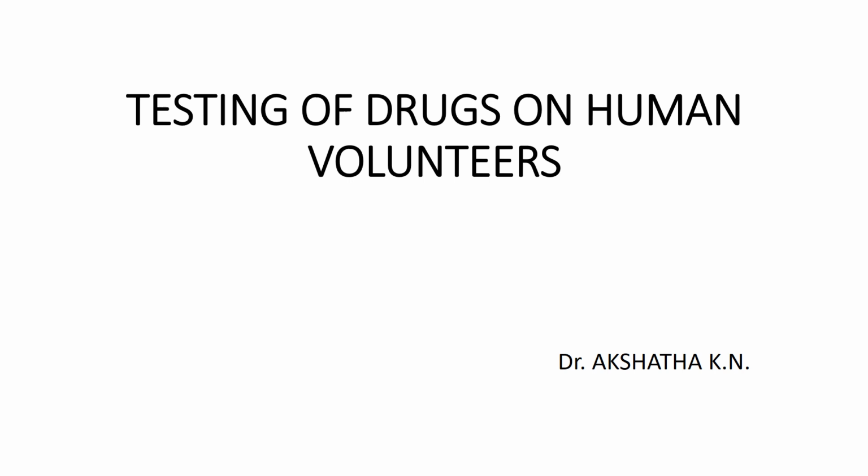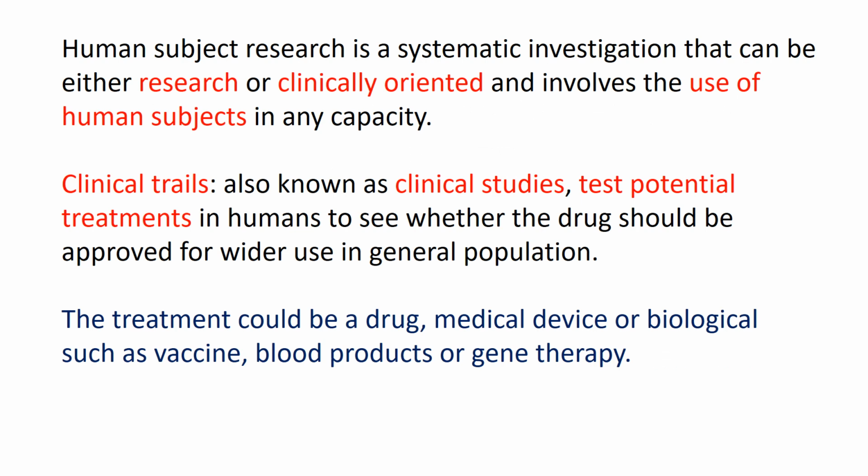Drug may be your compound or any blood related product or anything related to gene therapy. So first we need to do trial on human volunteers. Human subject research basically involves a systematic investigation. It can be either research or clinically oriented, and it involves the use of human volunteers. Clinical trials include various experiments, and the subject may be a drug or medical device or biological such as vaccine, blood product or gene therapy.